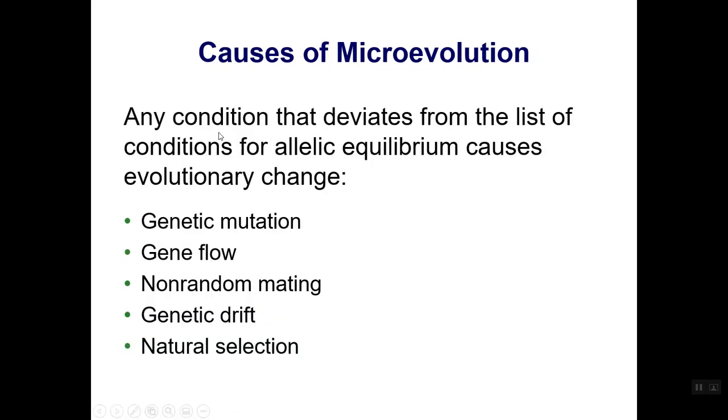Okay, so now let's discuss the causes of microevolution. Any condition that deviates from the list of conditions for allelic equilibrium causes evolutionary change. So anything that causes a change in the allele frequencies is something that causes microevolution. So these are the five things that our textbook discusses: genetic mutations, gene flow, non-random mating, genetic drift, and natural selection.